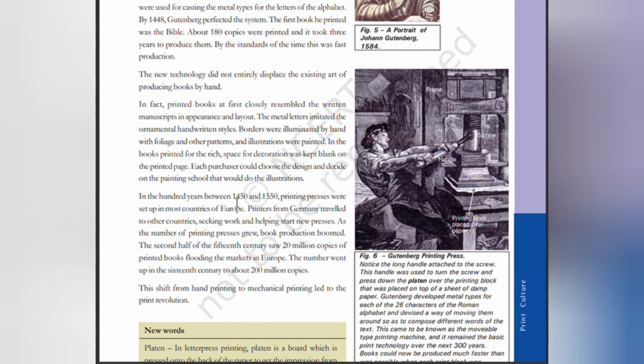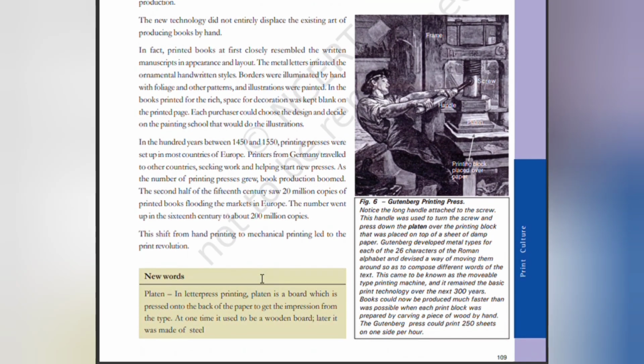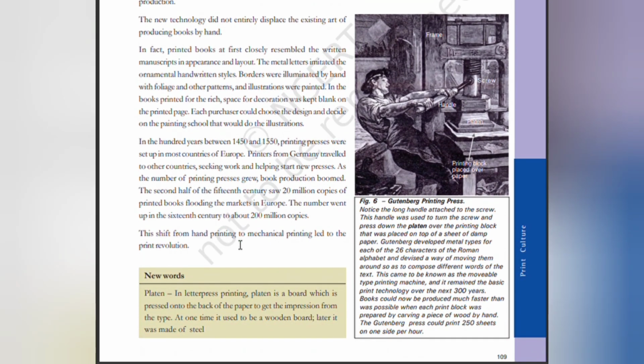In the 100 years between 1450 and 1550, printing presses were set up in most countries of Europe. Printers from Germany traveled to other countries seeking work and helping start new presses. As the number of printing presses grew, book production boomed. The second half of the 15th century saw 20 million copies of printed books flooding the markets in Europe. The number went up in the 16th century to about 200 million copies. This shift from hand printing to mechanical printing led to the print revolution.